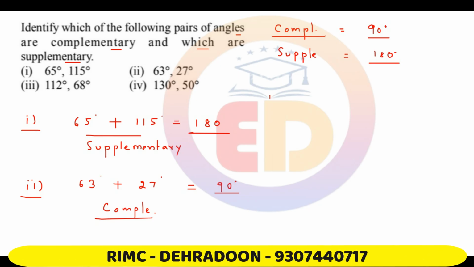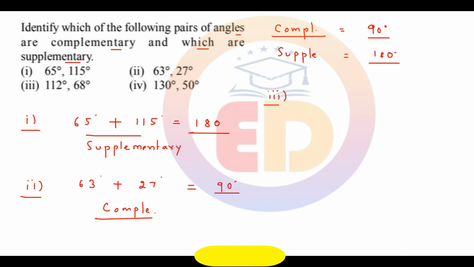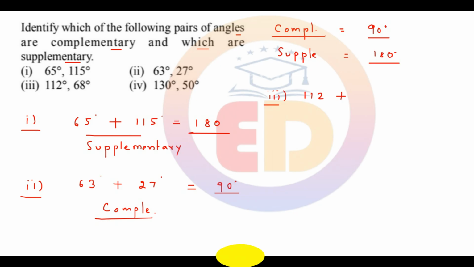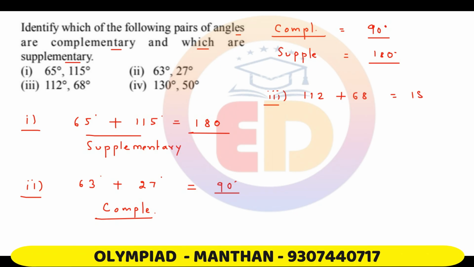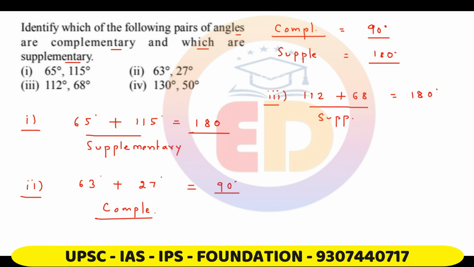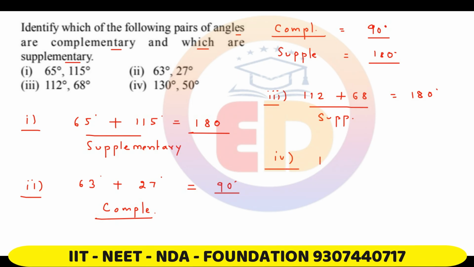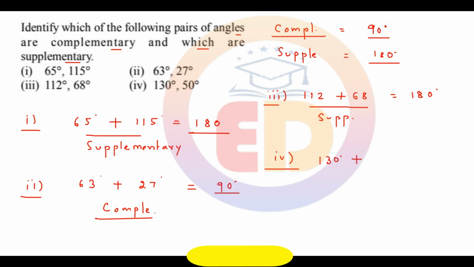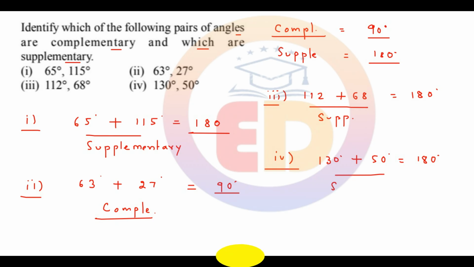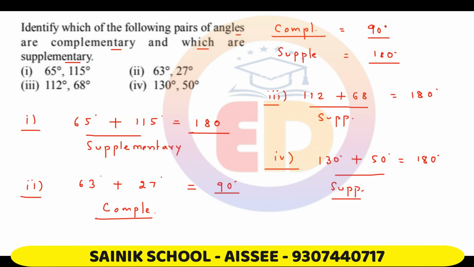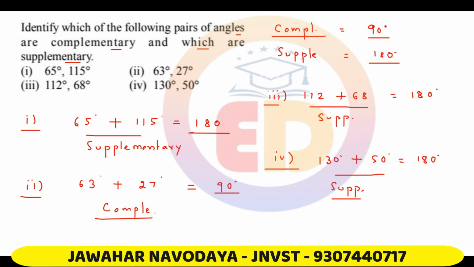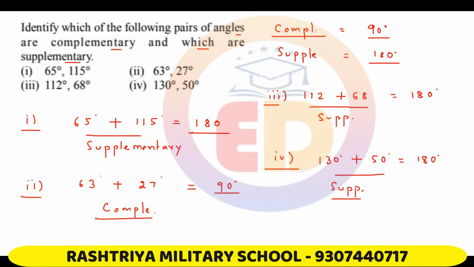Third option. 112 and 68. Adding these two, we get 180. So both are supplementary angles. Fourth option. 130 and 150. Sorry, 130 and 50. Adding these two, we get 180. So these two are supplementary angles. So first one is supplementary, third one is supplementary, and fourth one is supplementary. Second is a complementary angle.